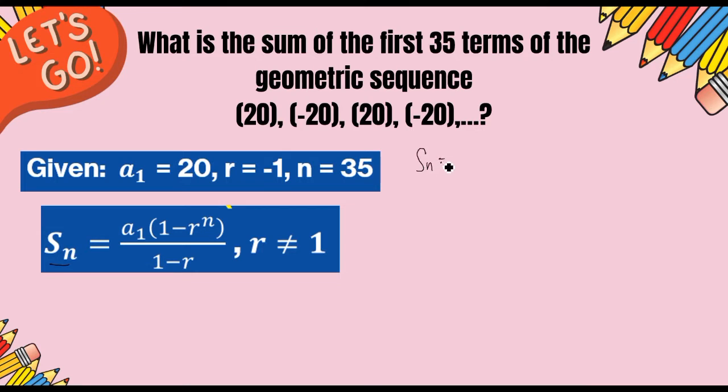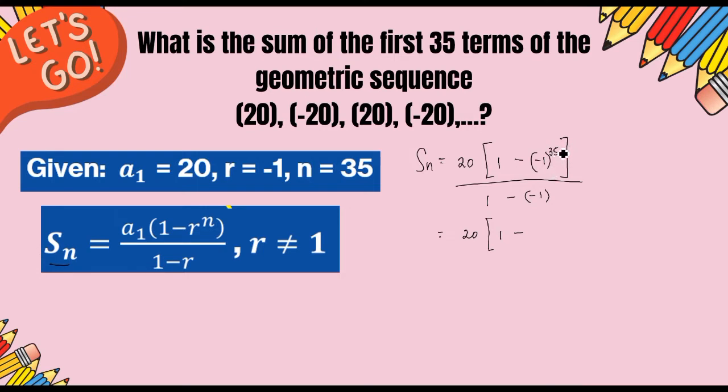So, we have S sub n is equal to, ang a sub 1 po natin ay 20, times natin sa 1 minus ang r po natin ay negative 1 raised to 35. Okay? All over 1 minus ang r natin ay negative 1. Okay? And then, copy lang po natin yung 20. Ayan. So, magiging 1 minus, then, negative 1 raised to 35. As we can see, 1 times 1 times 1 times 1 times 1. Yun po yung ibig sabihin niyan. So, ang sagot pa rin po ay 1.